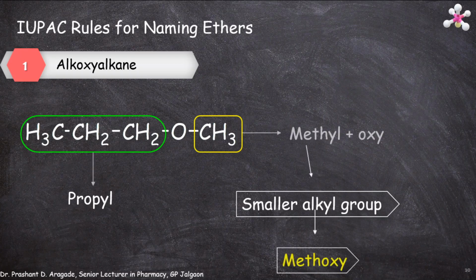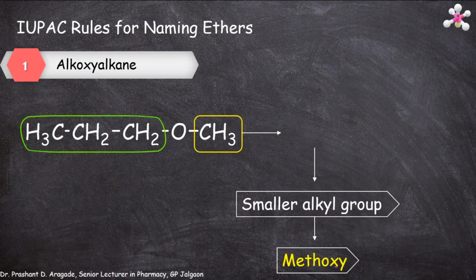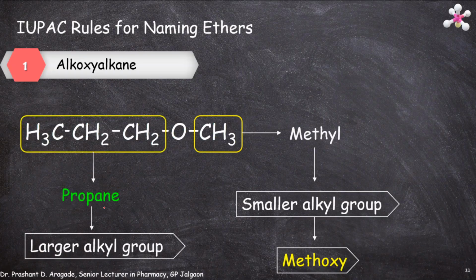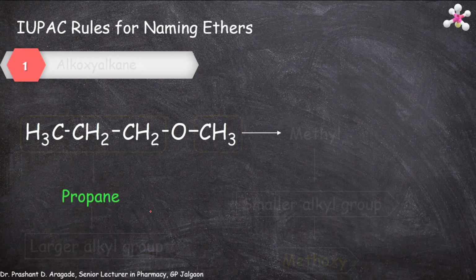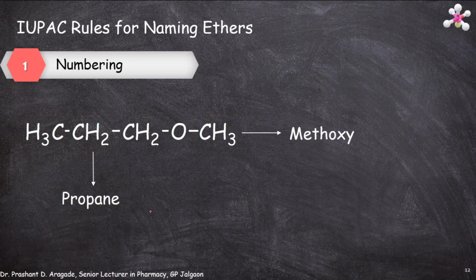So the name of this substituent is methoxy and the larger group is propane. So the base name of this parent chain is propane. Then the next thing is the numbering. We have to give the number to each alkyl group separately. So first give the number to the smaller group. So one number is here because it is attached to the oxygen carbon atom.